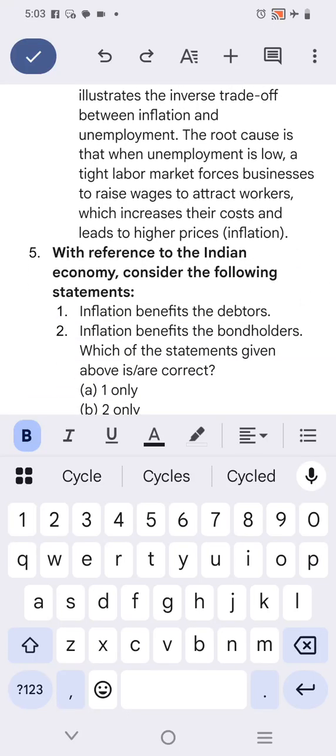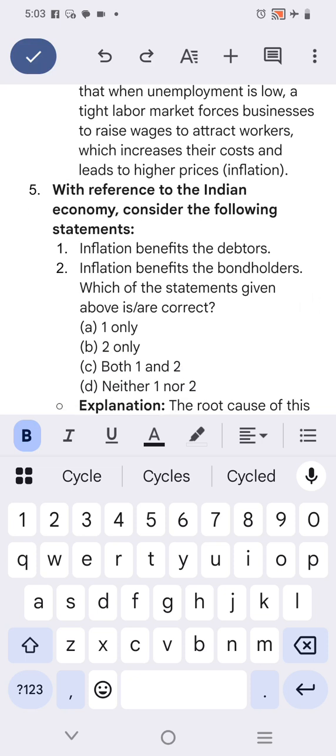With reference to the Indian economy, consider the following statements. Inflation benefits the debtors. Inflation benefits the bondholders. Inflation always benefits the debtors. Bondholders who cover the inflation benefit negatively. We've discussed this earlier as well, so this is getting repeated.